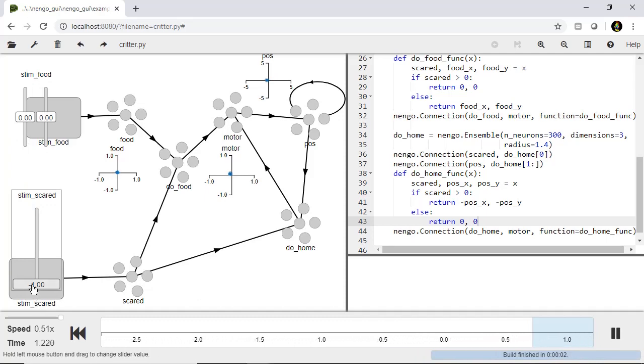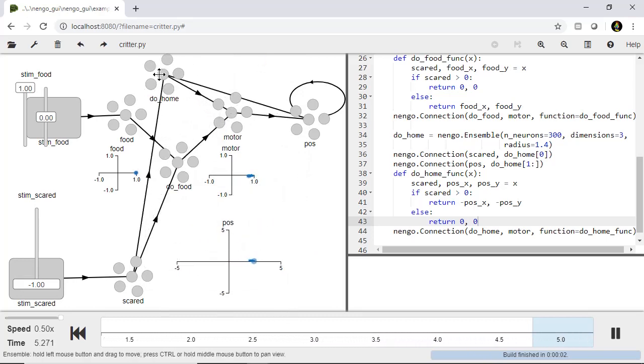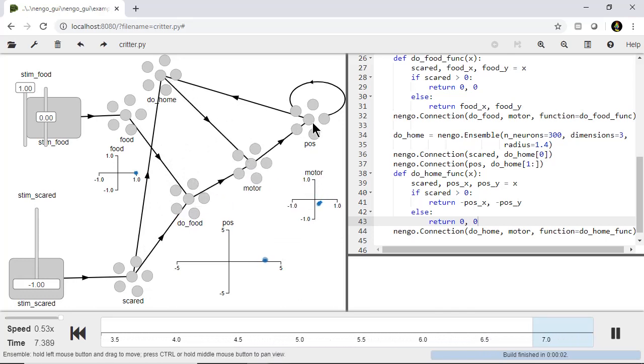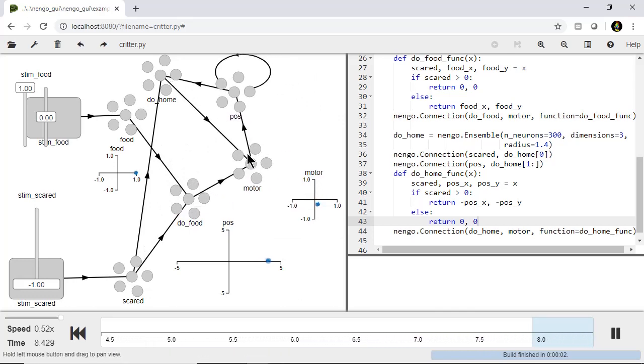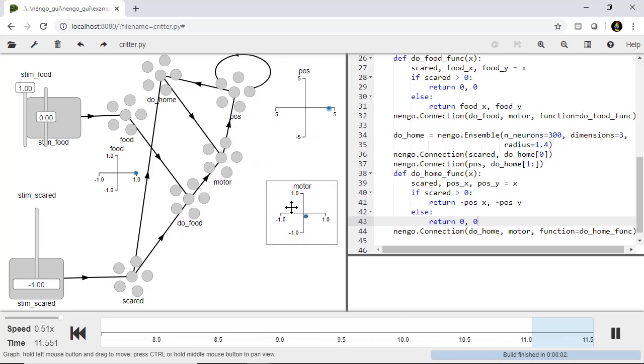All right, so I'm currently not scared. I'm saying go that way. Now let's make this bigger so that we can actually see it. It's always fun trying to organize these diagrams. Here we are. All right.